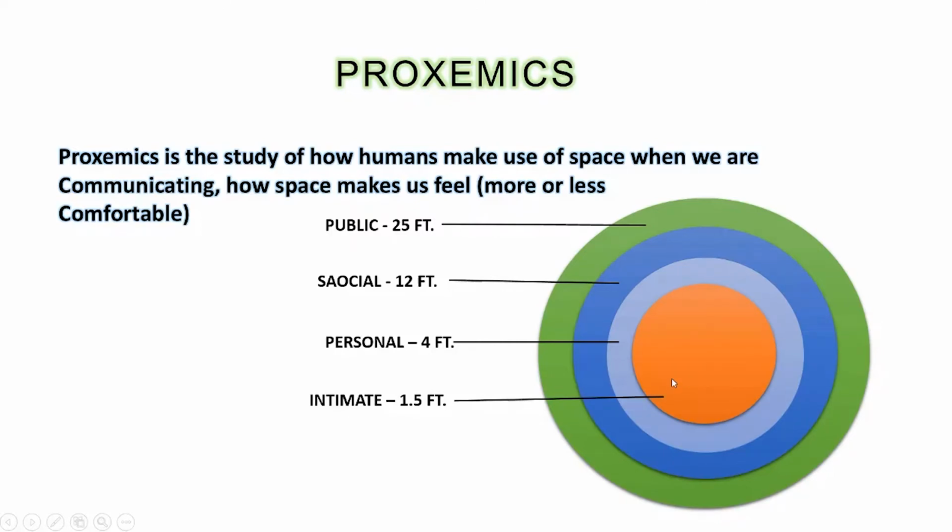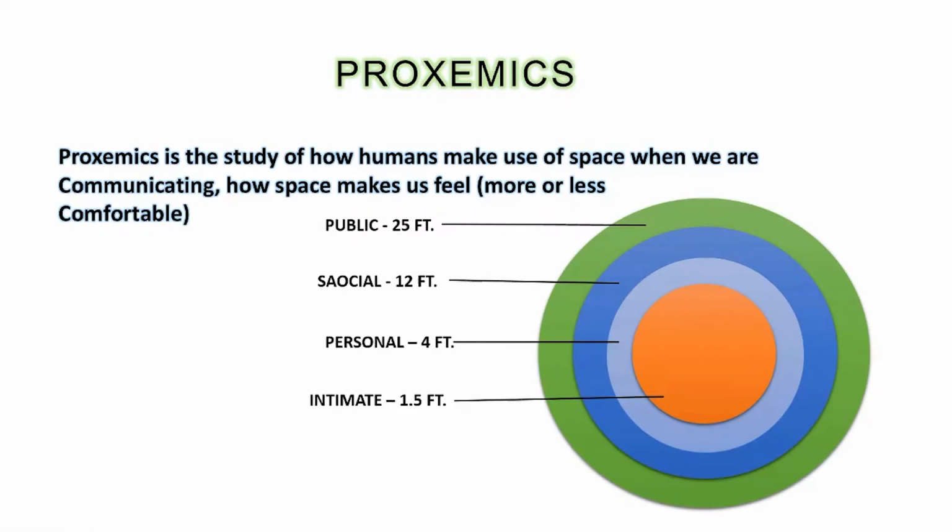Why? This is how humans make use of the space around them for communication, and the study of it is known as proxemics. So intimate is about 1.5 feet, which is so close. The closest ones you keep at an intimate space, and you don't feel awkward about it because they are so close to you. Next is 1.5 feet to 4 feet, which is the personal space.